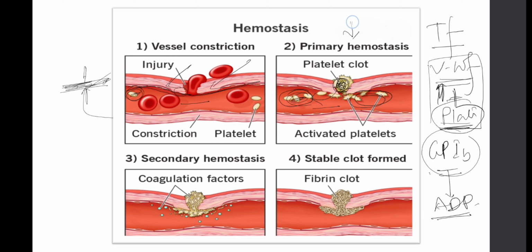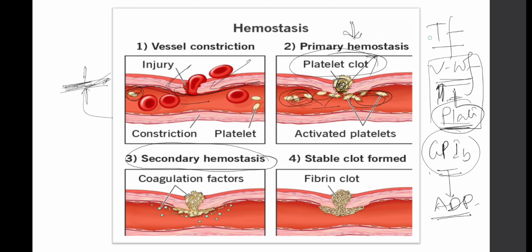So this is primary hemostasis. It is done by the platelet. So if there is a deficiency of the platelet, there is an increased chance of bleeding after the injury. After that, the primary clot is formed. After the primary clot is formed, there is secondary hemostasis.